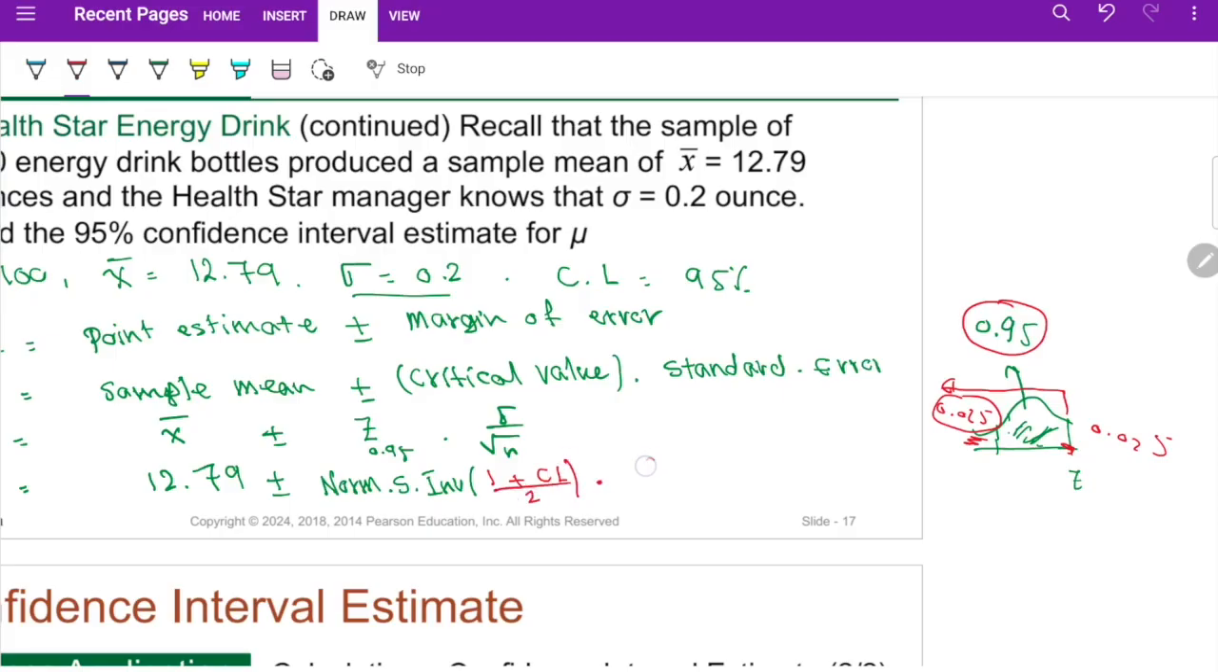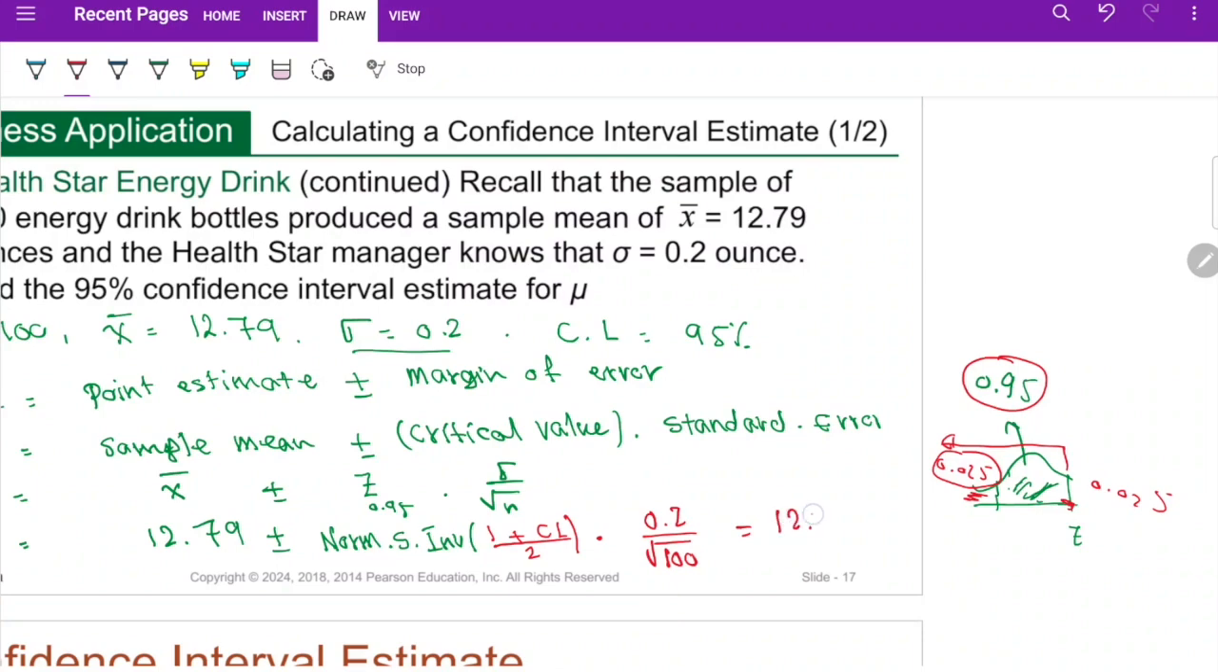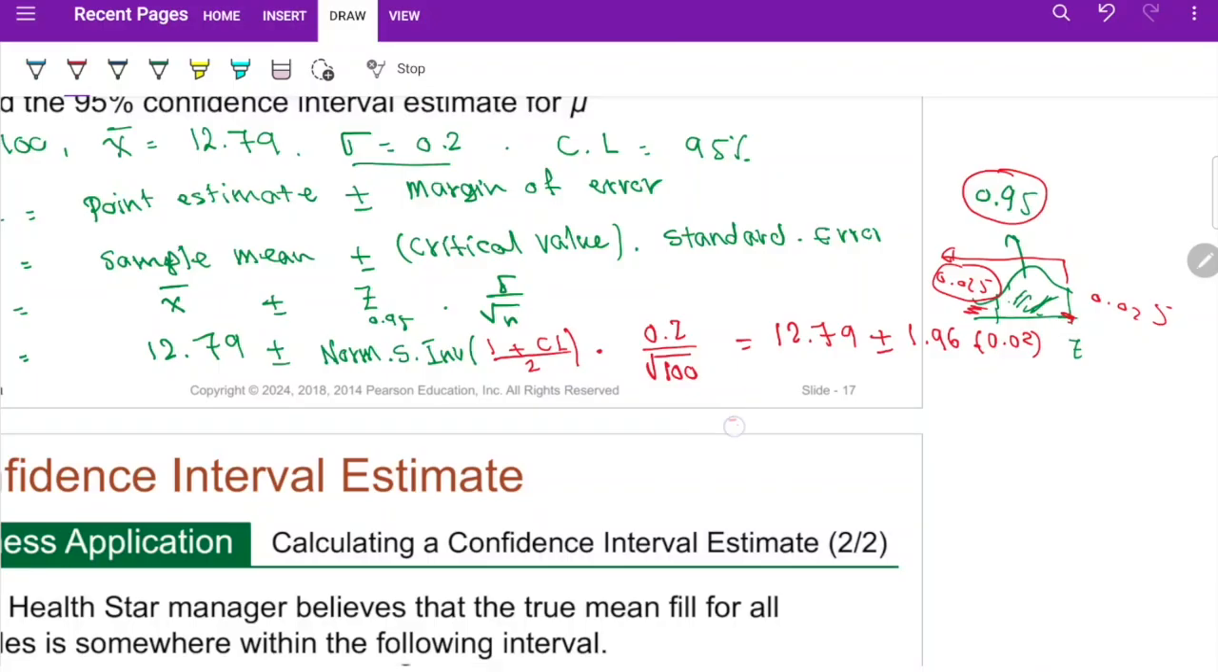Okay, times sigma is given to us, and the square root of 100 equals... Let me do this in Excel. So we got 12.79 plus or minus 1.96 times 0.02, right? If you add these and multiply them, we get an interval, because the first time we add, the second time we subtract. So 12.79 minus the multiplication of these two numbers, what we get is 12.75 ounces, comma, because it's an interval, 12.83.